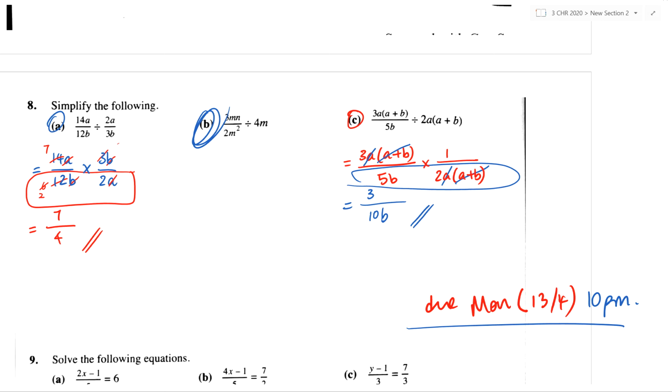Once you're done with this, you can look back at your workbook on the topics of simplification. Go and look through your corrections again and make sure you learn from there. This will be tested during weighted assessment number 2 once we come back after our home-based learning.